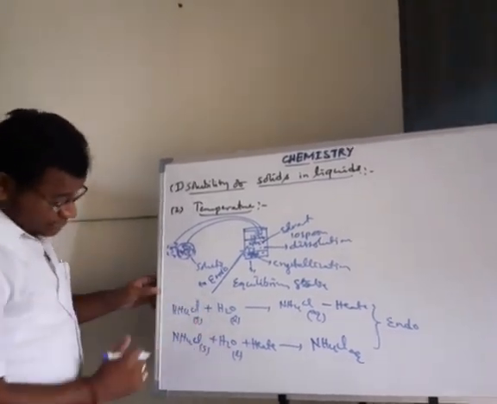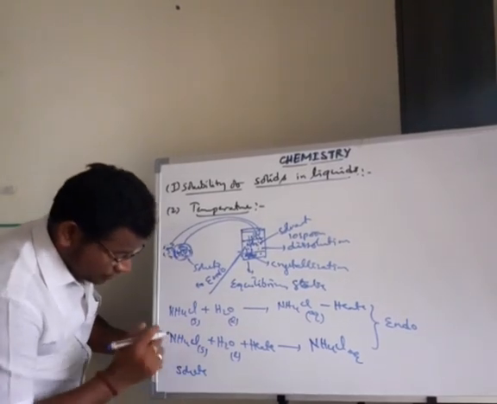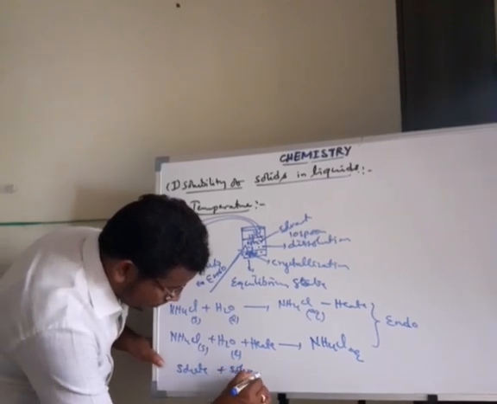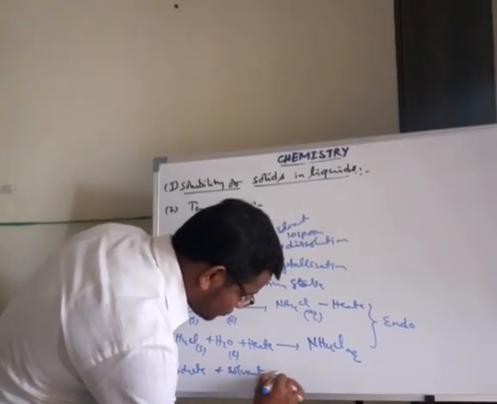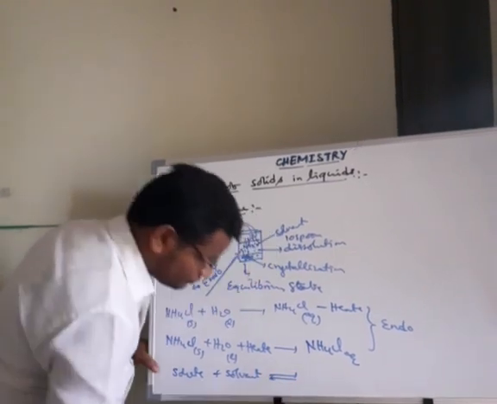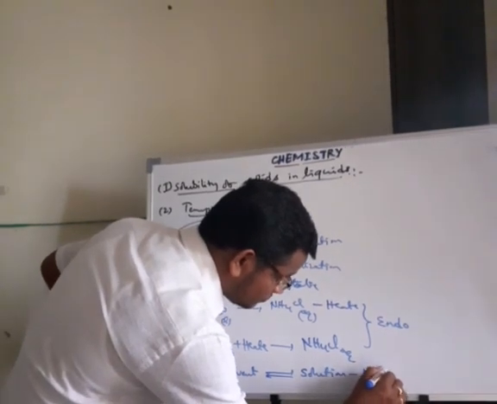Based on this equation, you can write: solute, meaning ammonium chloride, plus solvent, meaning water, gives rise to solution minus heat.